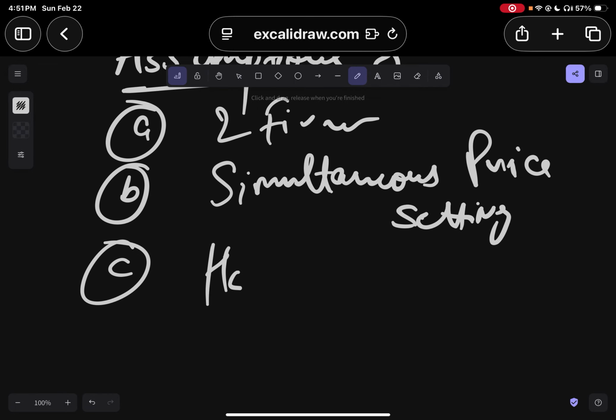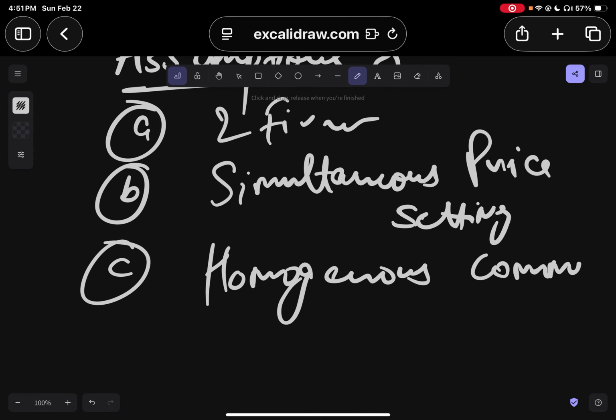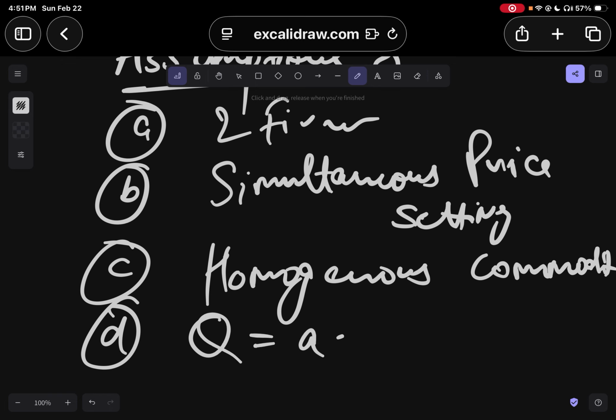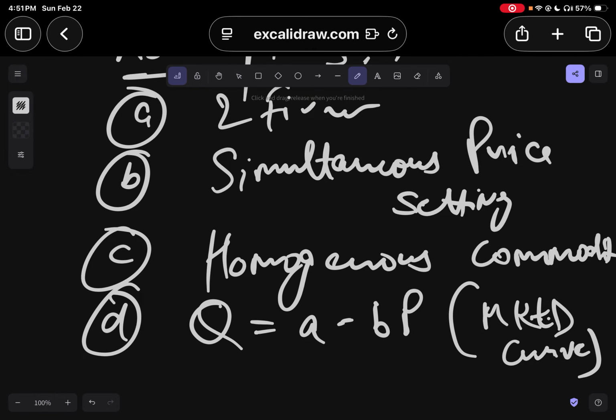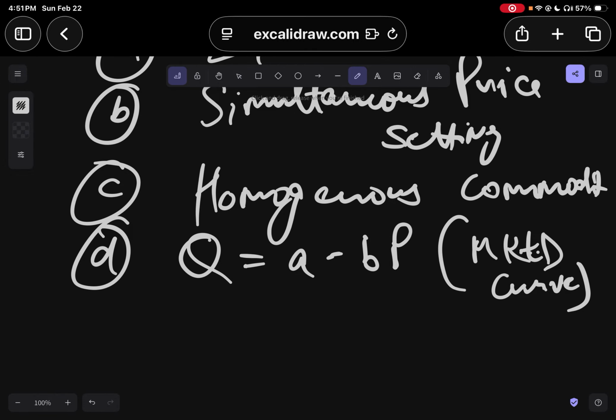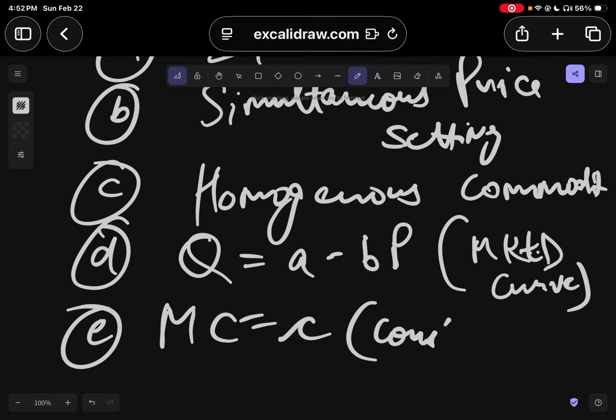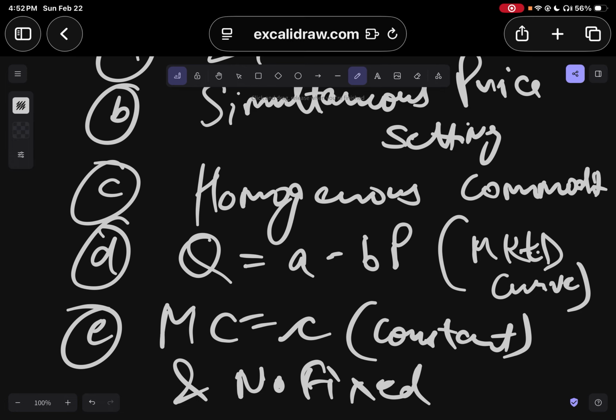Homogeneous commodities. Till now we have homogeneous commodities in all the models. Then we have the demand curve as Q equals A minus BP. This is the market demand curve. Marginal cost is C, which is constant, and no fixed cost. So these are the assumptions of the pure Bertrand model.